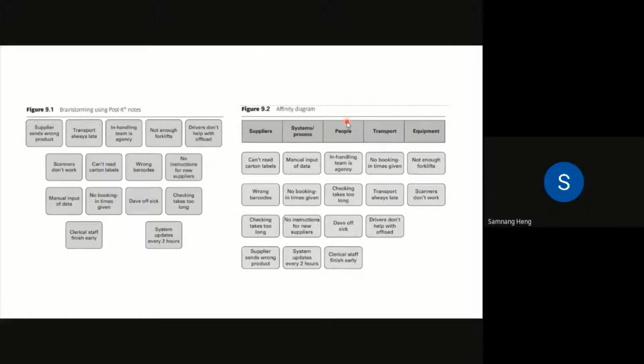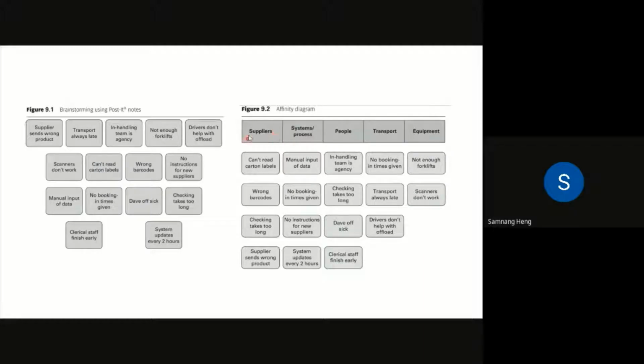Problem related to people, transportation and equipment, not enough forklifts, scanner doesn't work. So you categorize the problem like this. It's easier to solve it efficiently, effectively.